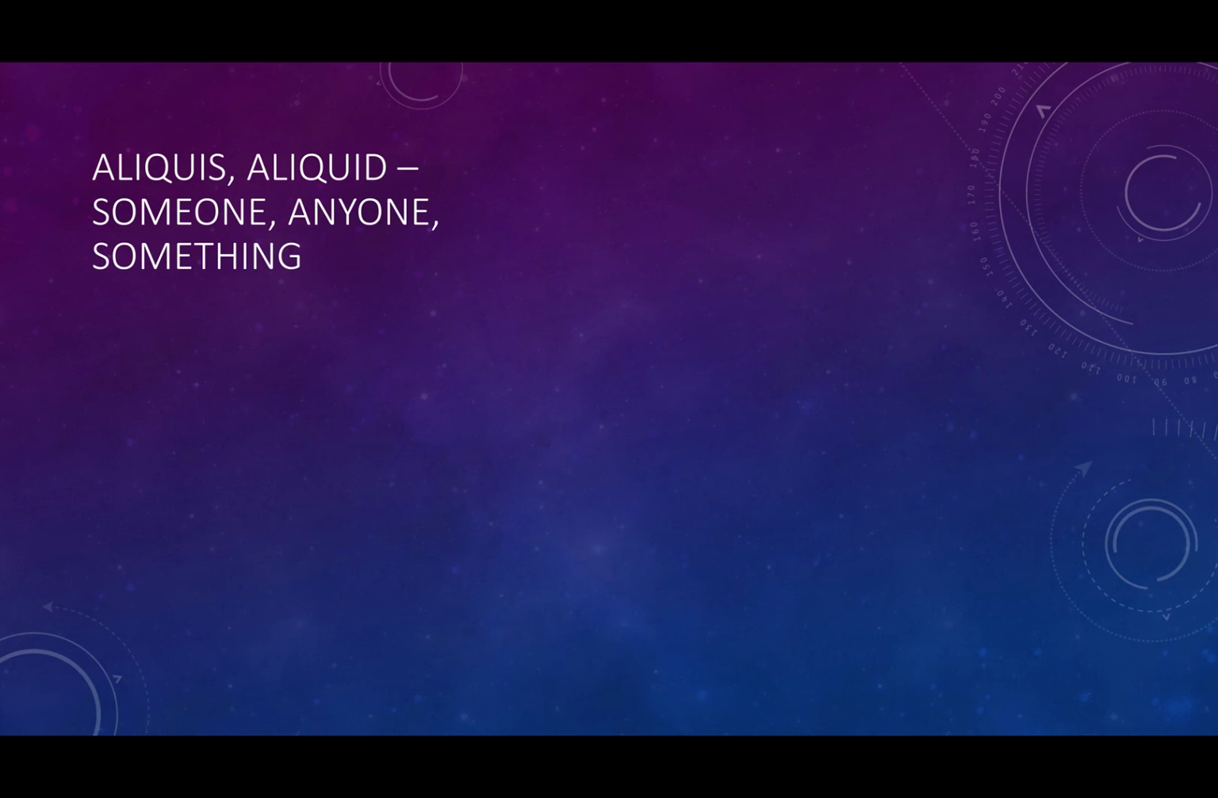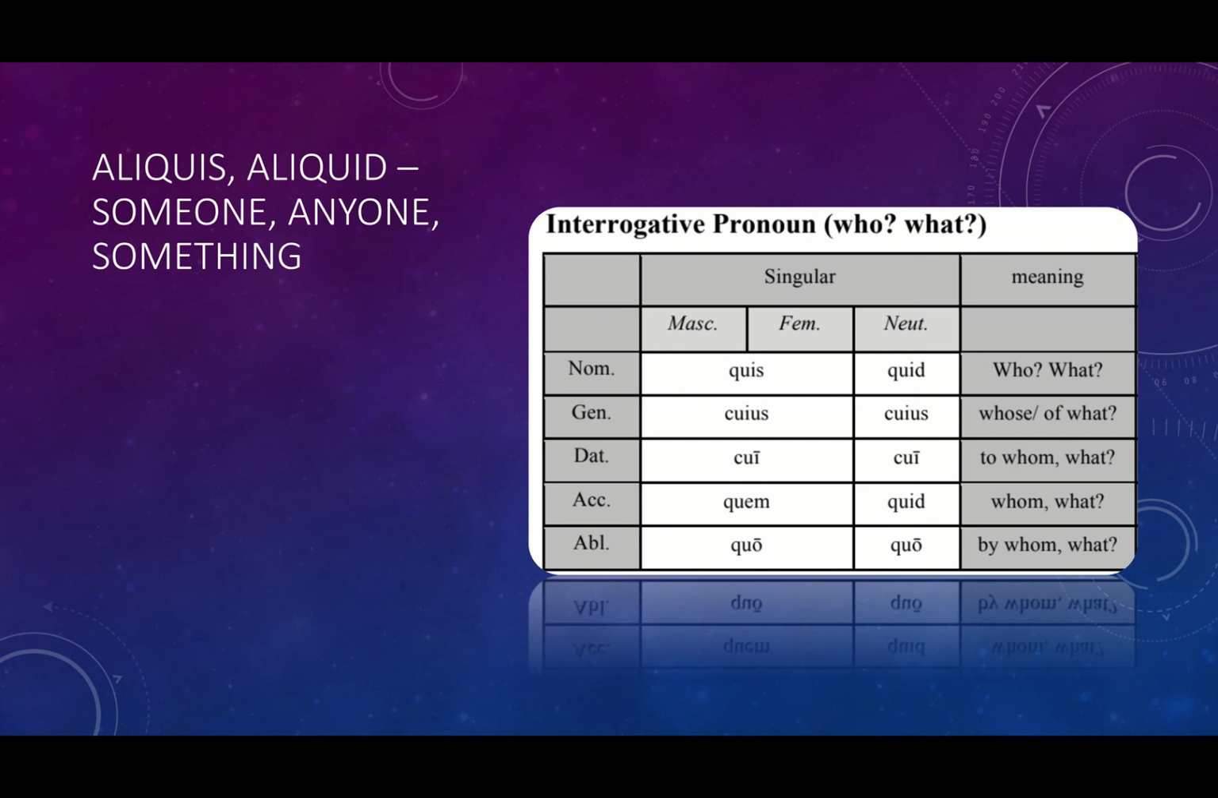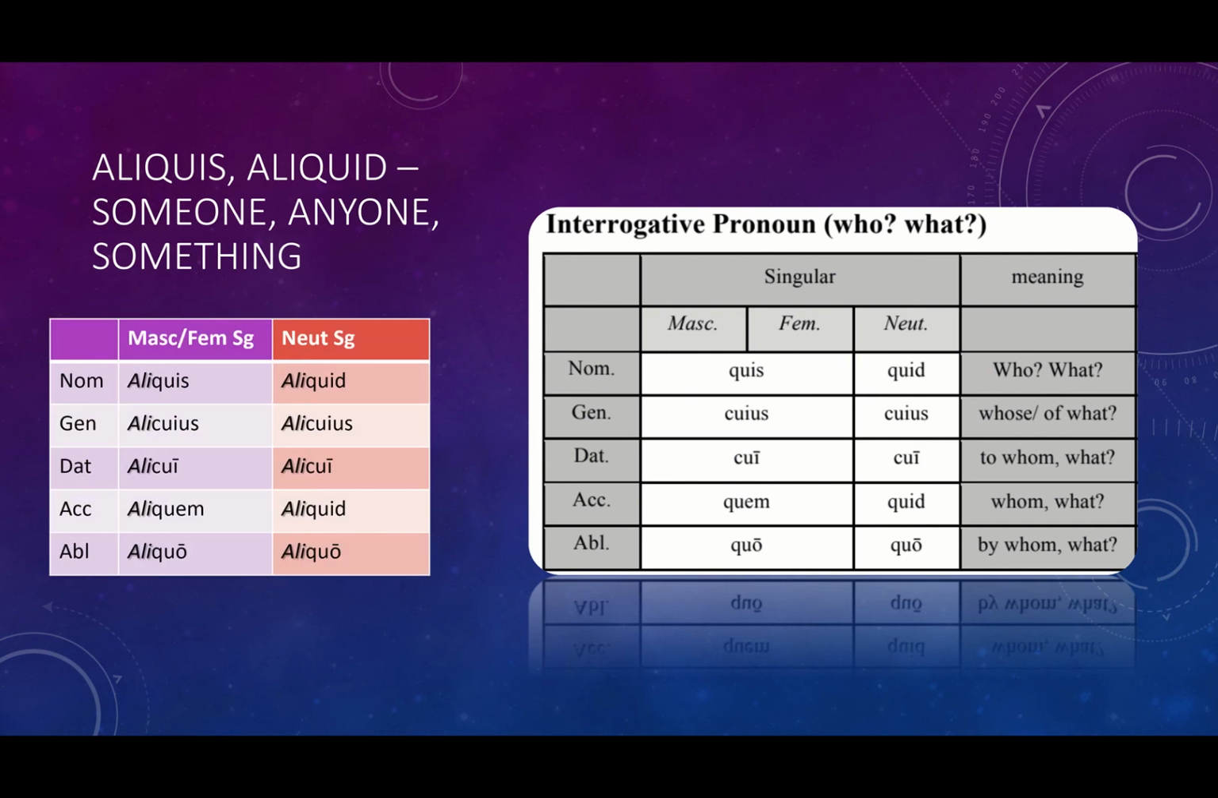Now, looking at the first one, aliquis, aliquid, which means someone, anyone, or something. It uses this exact ending, or this exact chart, and it's just ali put in front. So on the right in the gray, we have the interrogative pronoun from chapter 26. On the left, in the purple and the kind of orange, we have our aliquis, which is just the same exact endings with ali in front of them. Take a look and see. Nominative singular, we've got aliquis. And then quis over on the right. Alicuius, cuius over on the right. Alicui and cui over on the right in dative.